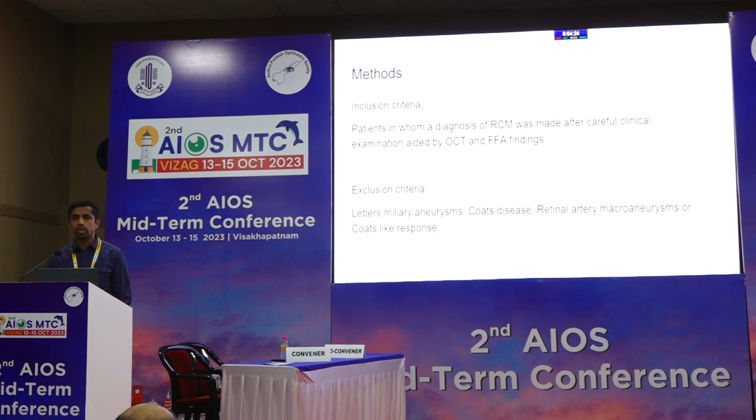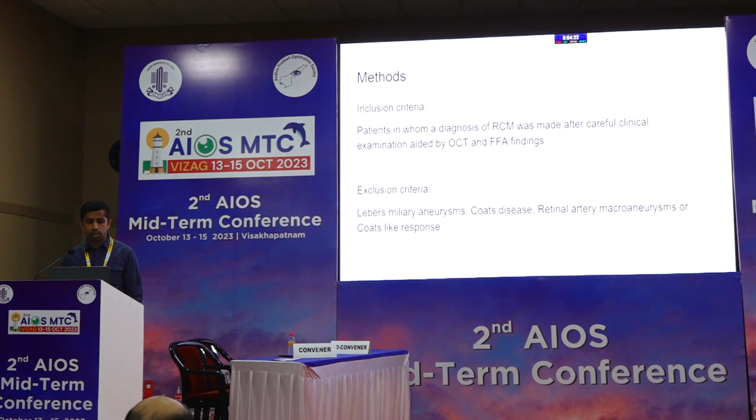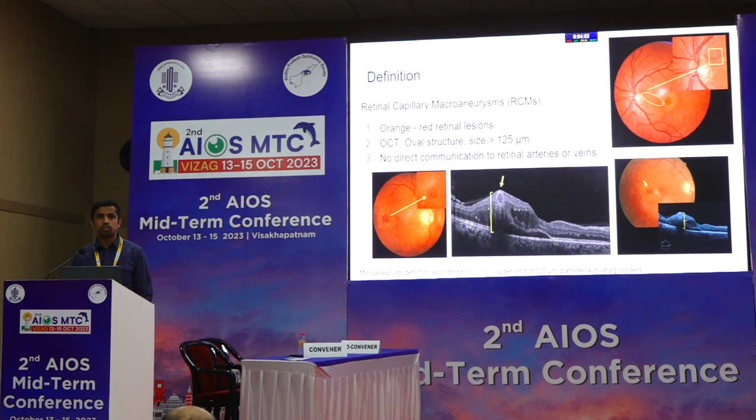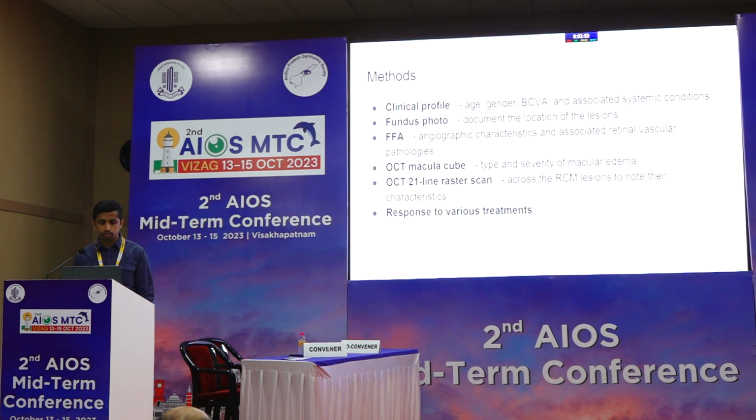Even though we routinely screen our patients for diabetes and we usually look for these aneurysms in chronic conditions, we included patients in whom a diagnosis of RCM was made only after careful examination aided by OCT and fundus fluorescein angiography. Exclusion criteria included conditions which are known to be associated with larger aneurysms. By definition, RCMs were defined as orange-red retinal lesions with an oval structure on OCT, with size greater than 125 microns, with no direct communication to retinal arteries or veins.